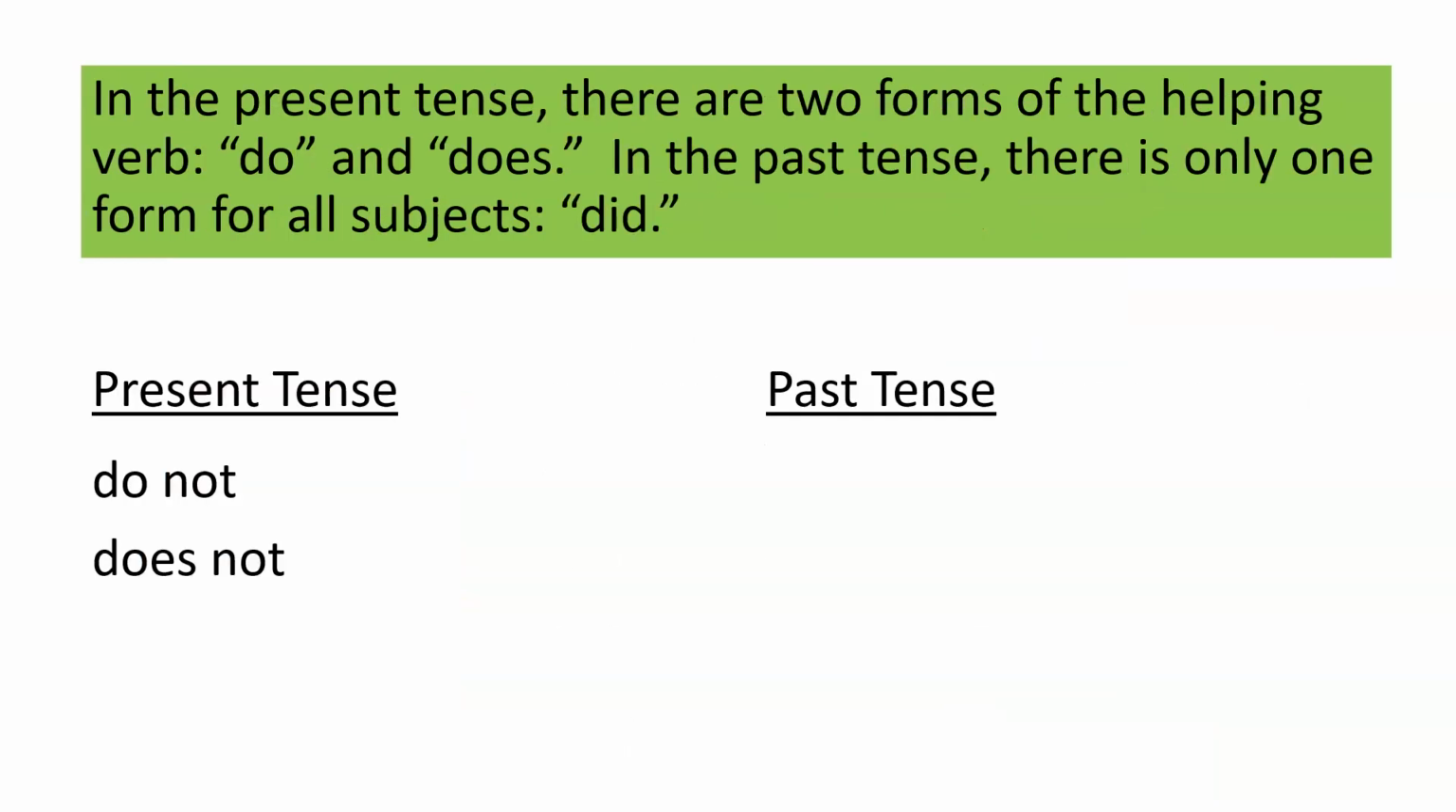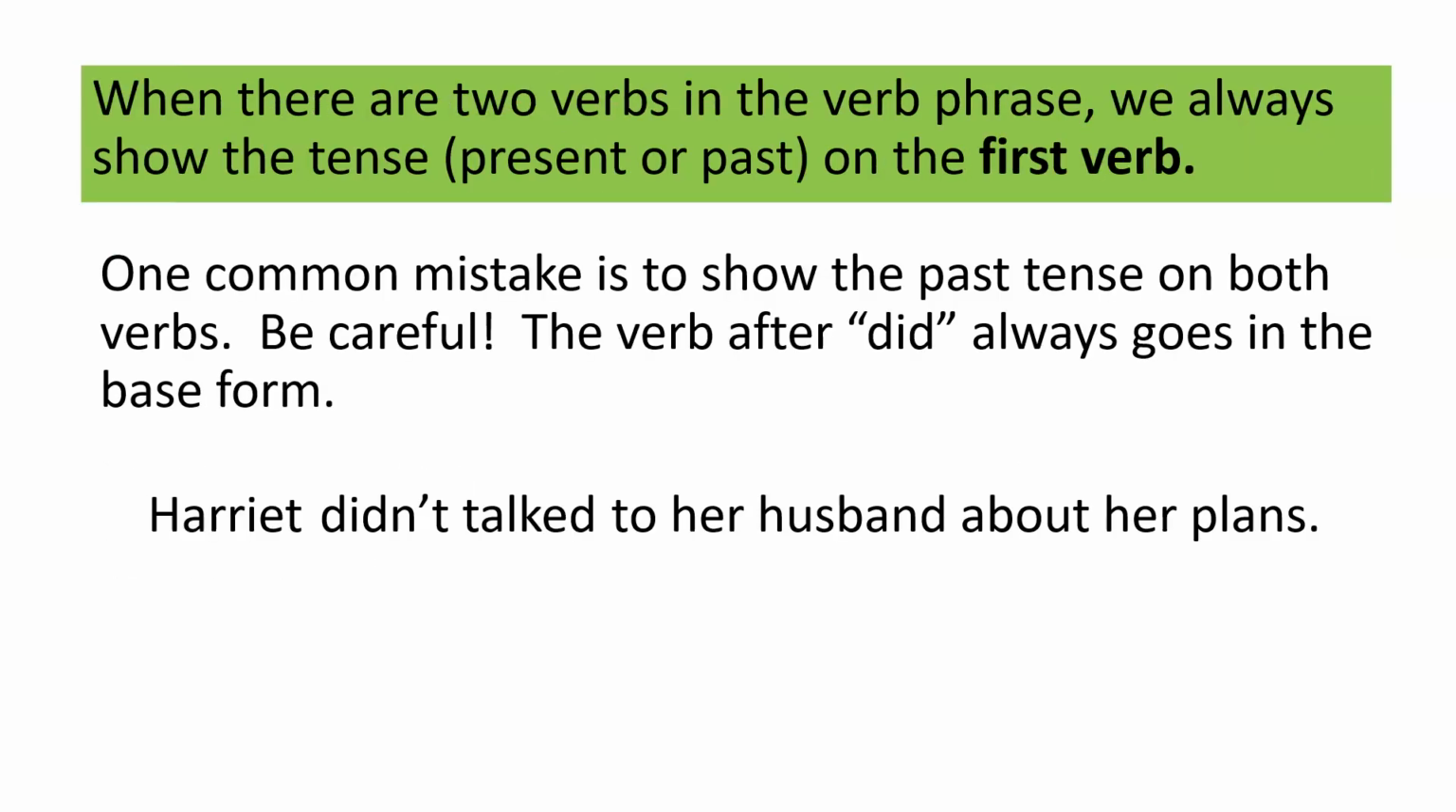In the present tense, there are 2 forms of the helping verb, so sometimes do, sometimes does. In the past tense, there's only 1 form for all subjects, and that is did. So do not in a contracted form makes don't. Does not in a contracted form makes doesn't. Did not in the contracted form makes didn't.